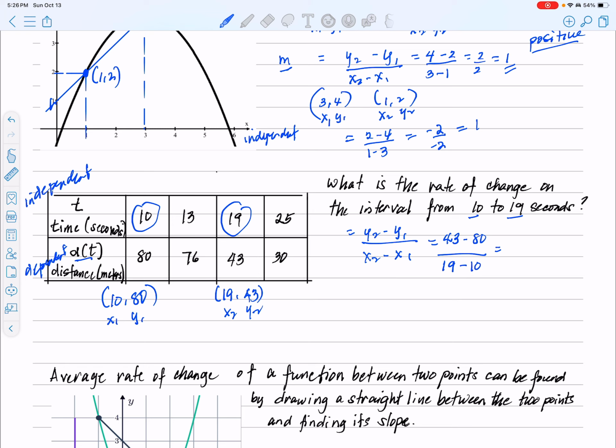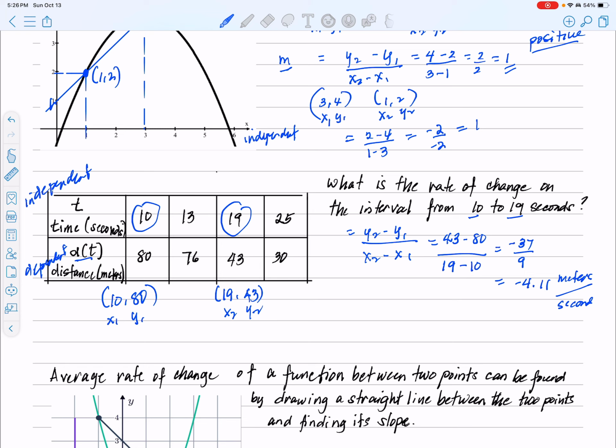So 43 minus 80, that's negative 37. 19 minus 10, that's 9. So when you divide, it will be equal to negative 4.11. Be sure to include the unit. So when your distance is in terms of meters per second, we say per is for every second that you do, you come up with a certain distance.